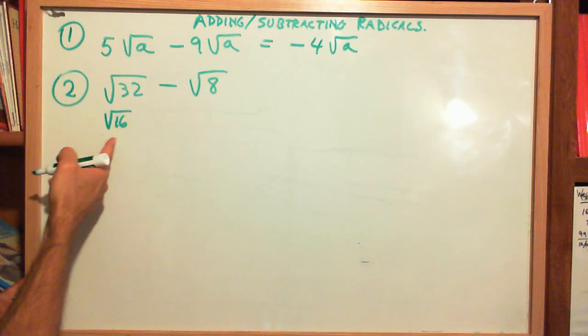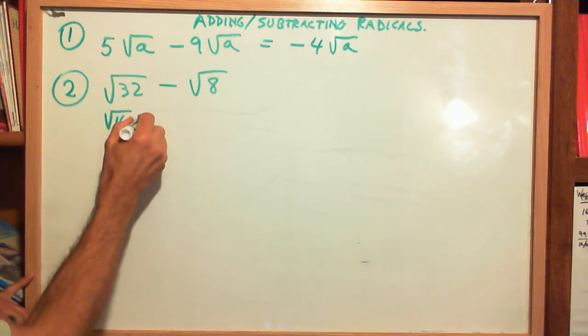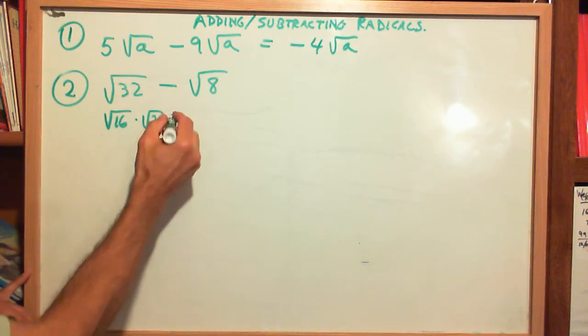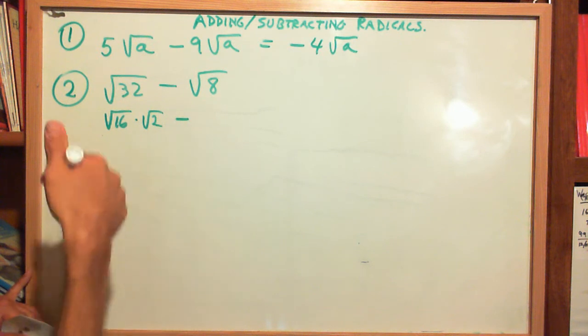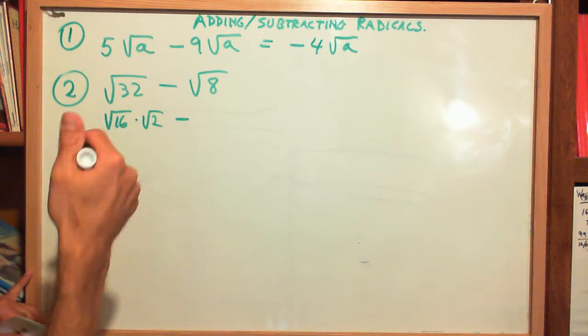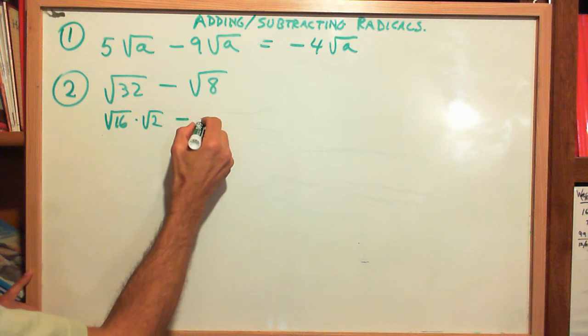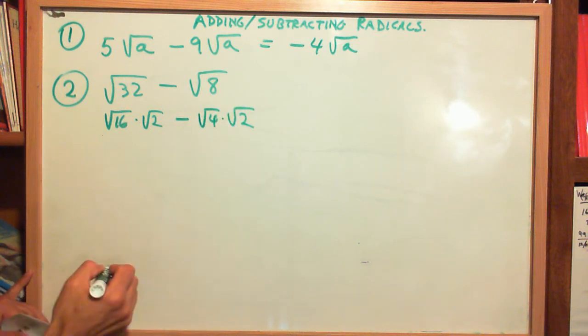I'm not writing 16 and I'm not writing 4, I'm writing the square root of 16 times the square root of 2. That equals the square root of 32. That's correct. And I keep going. What's the largest perfect square that goes into that? It's got to be 4, 9, 16, 25, 36, 49. So I'm going to write square root of 4 times the square root of 2.